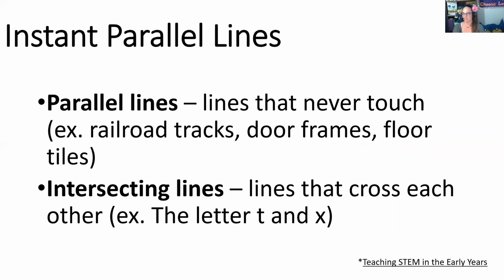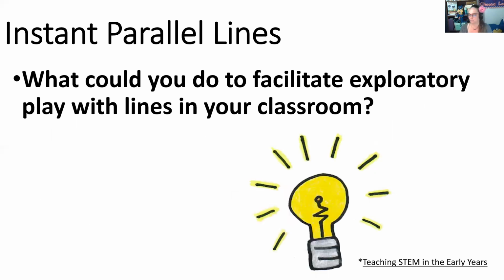Another activity is called instant parallel lines. So parallel lines are lines that never touch. Some examples are railroad tracks, door frames, and floor tiles. Intersecting lines are lines that cross each other. Examples are the letter T and the letter X. So what you can do is take two markers and tape them together. And whenever you tape them together, the lines don't touch and the kids can actually draw with parallel lines.